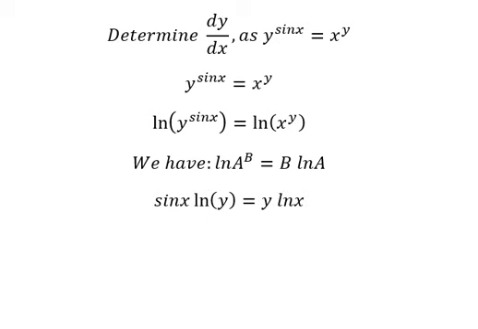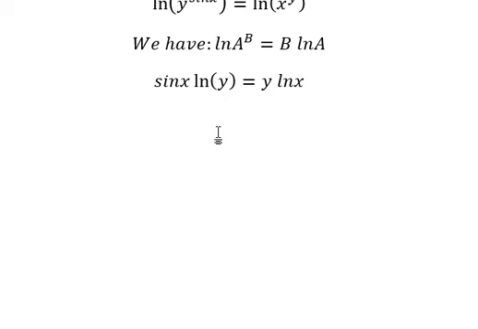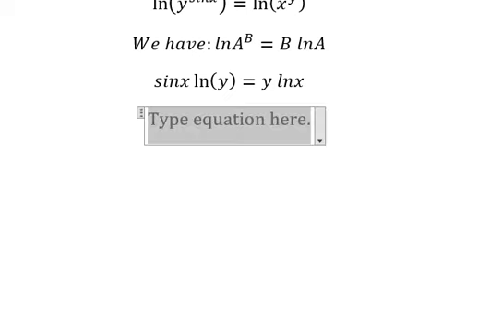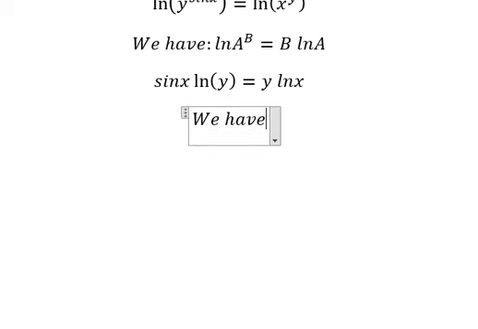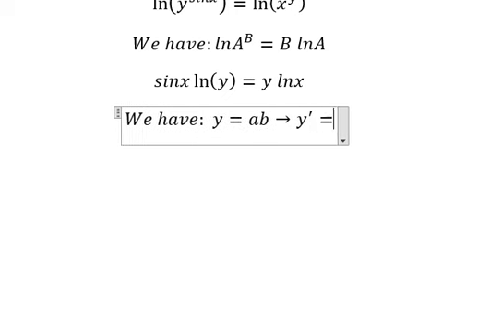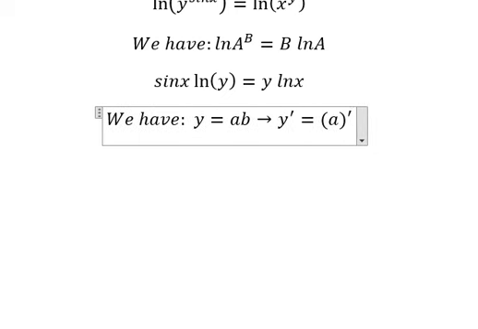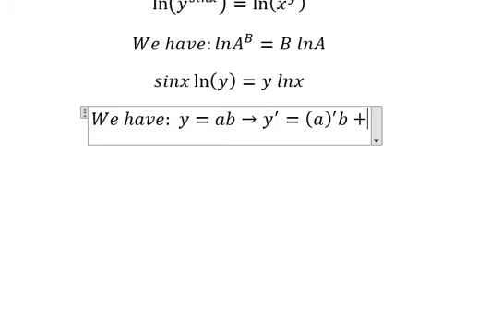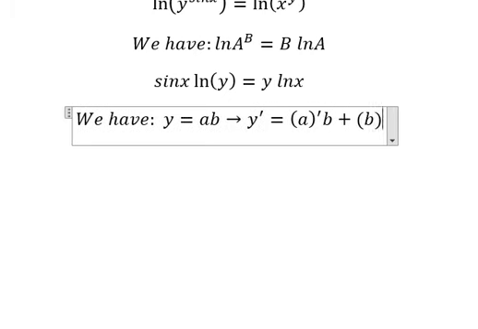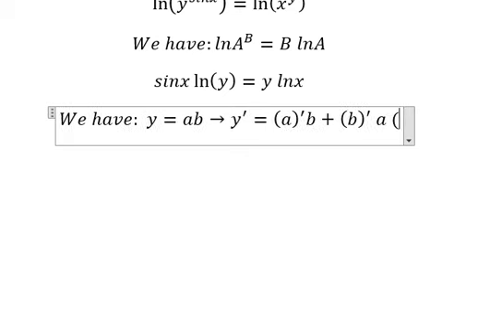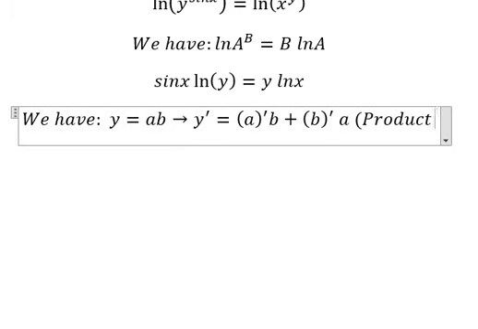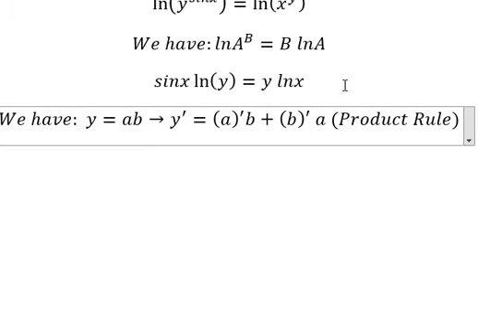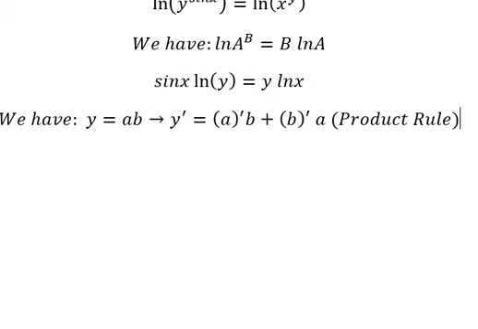Next, we need to do first derivative for both sides. In this one, we can apply the formula in here. We need to do first derivative of a multiplied by b plus first derivative of b multiplied by a. This is the product rule of derivative. And now that should be like this.